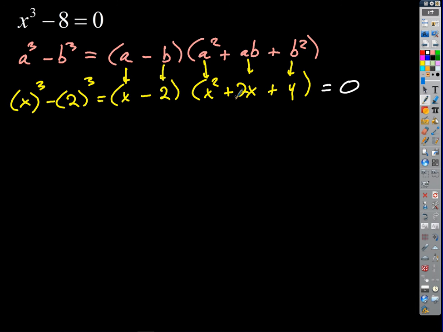If I get a linear factor, those are super easy to solve. Like, what's the 0 of that one? If I set it equal to 0, positive 2. Those we've done a ton, right? So we get x equals 2 is one answer, right?